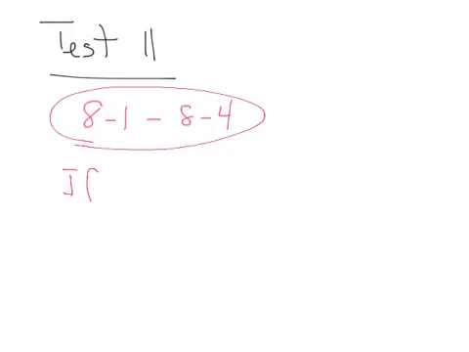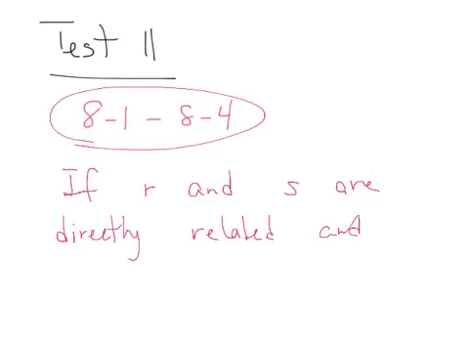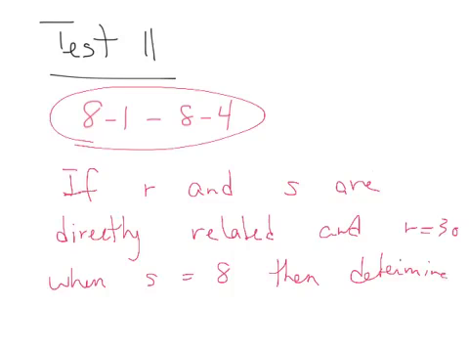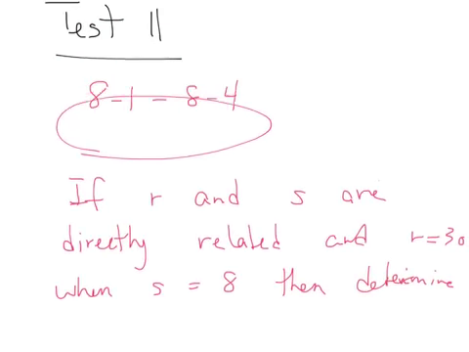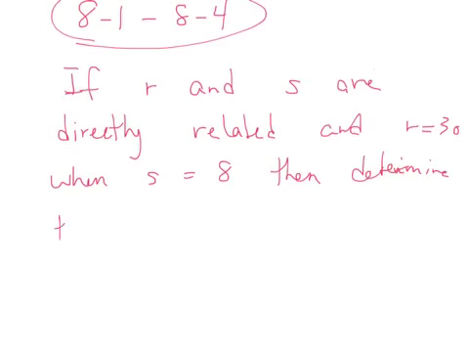Okay, let's say if R and S are directly related and R equals 30 when S equals 8, then determine the value of S when R equals 42.